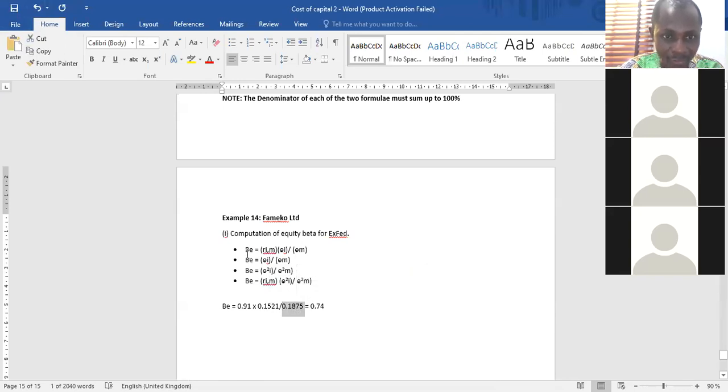Look at the formula here. You know this formula. Correlation of XFed with the market multiplied by what? The standard deviation of XFed. Is the one that. What do you say, ma'am? Please give me 30 seconds. I said the one we are using. The formula is the one that.